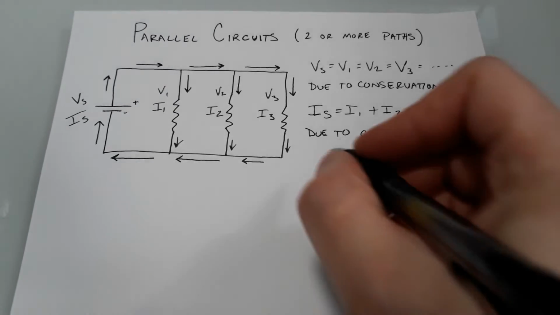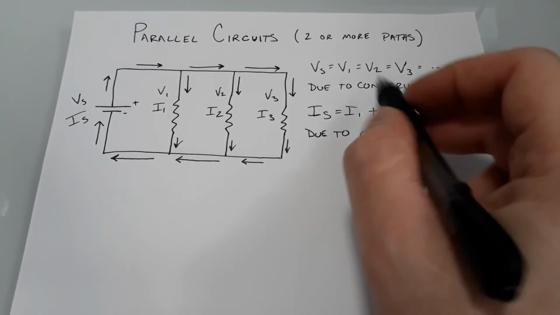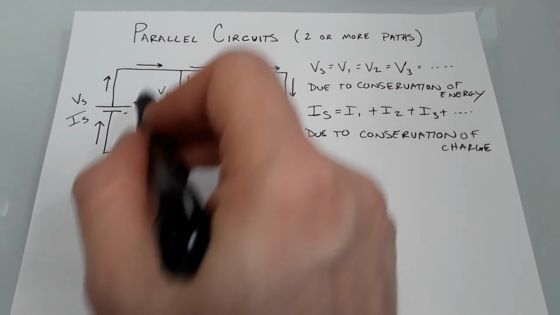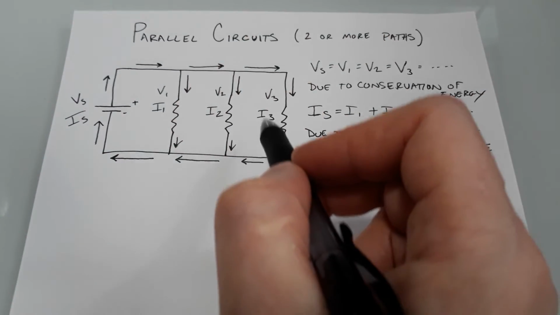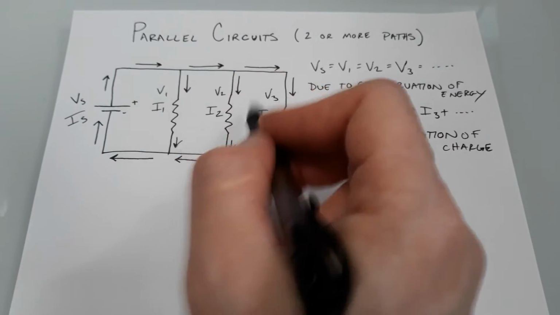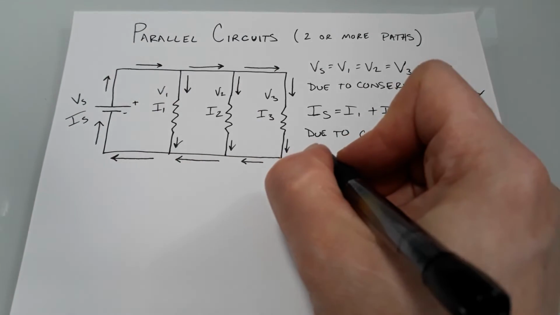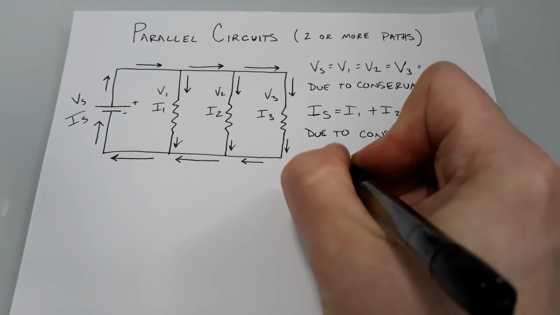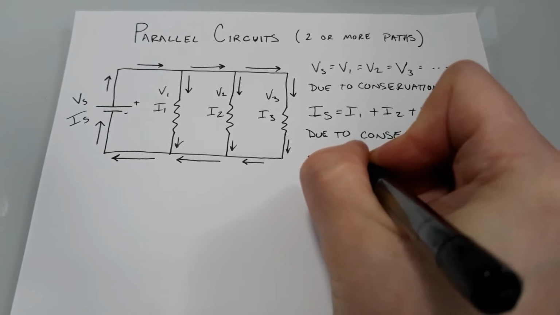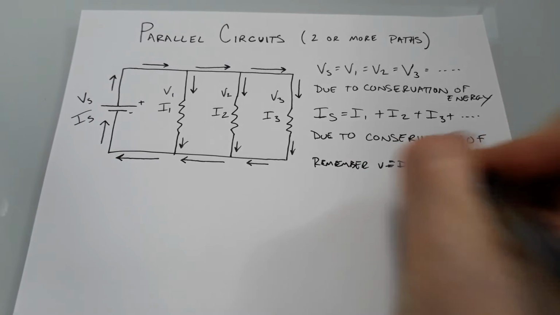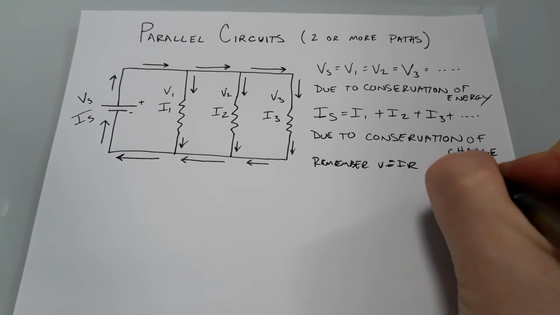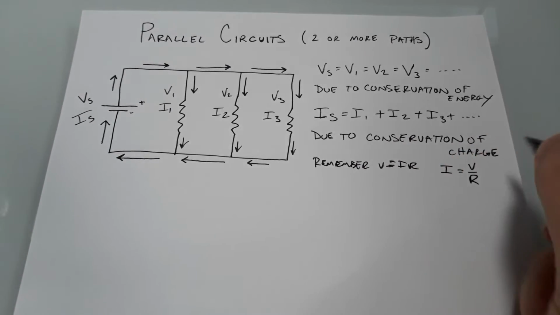So let's take a look at what we need to know in order to figure out, well, what's the rule for resistance? How do we bring these guys down and replace them with a single resistor that would have the same effect on the battery that these three in this combination have? Well, remember that V is equal to IR. So therefore, I is equal to V over R.